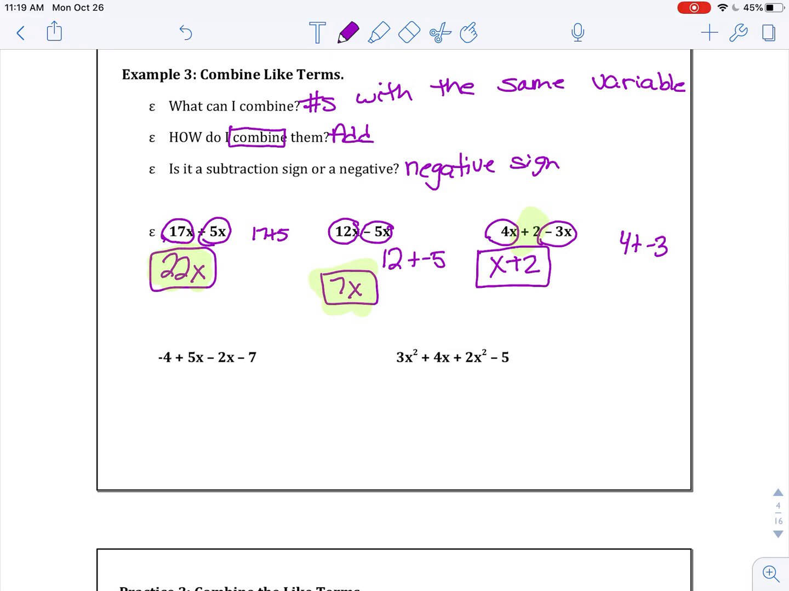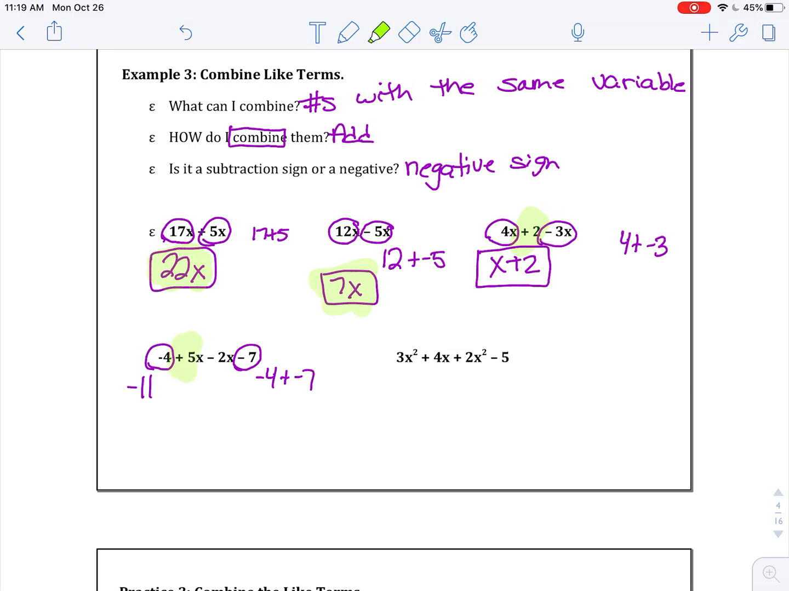Next one, we have negative 4 plus 5x minus 2x minus 7. So I'm looking at negative 4. Are there any other numbers that are by themselves without variables? Sure is. We have a negative 7. So I got negative 4 plus negative 7 to give me negative 11.